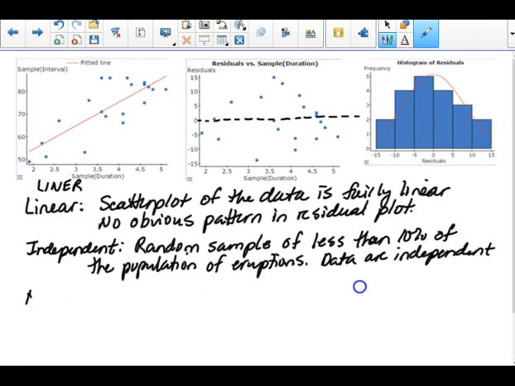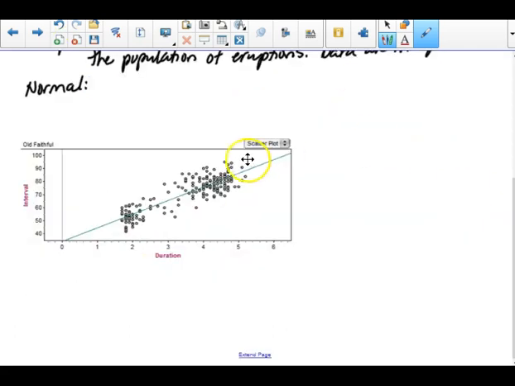The third is normal. We want to know specifically if the residuals follow a normal model. Now, let me talk just a little bit about this. If we have a lot of data, let me try to look at an example of that. This is the entire population of the 222 observations of duration and interval for the Old Faithful geyser. Now, what the normal assumption is that for every x value, so let me just pick one x value here. So let's say here's the duration length. Here are all the y values for that x value.